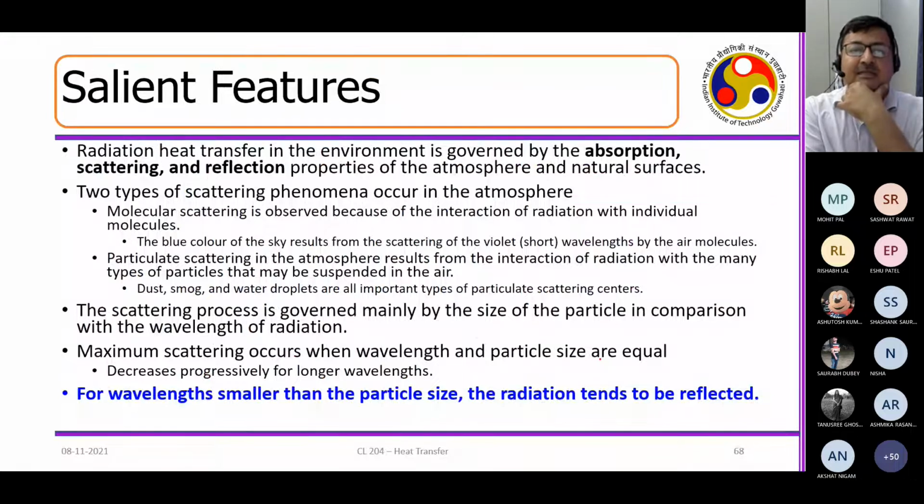So what are the things that we have learned in radiation? In radiation heat transfer, we have learned that if there is an electromagnetic radiation, it can undergo absorption, scattering, transmission, and reflection. And we have found out how these parameters are to be evaluated in a very simple manner with the help of the view factor calculations. Now, there are two types of scattering phenomena that happen in the atmosphere.